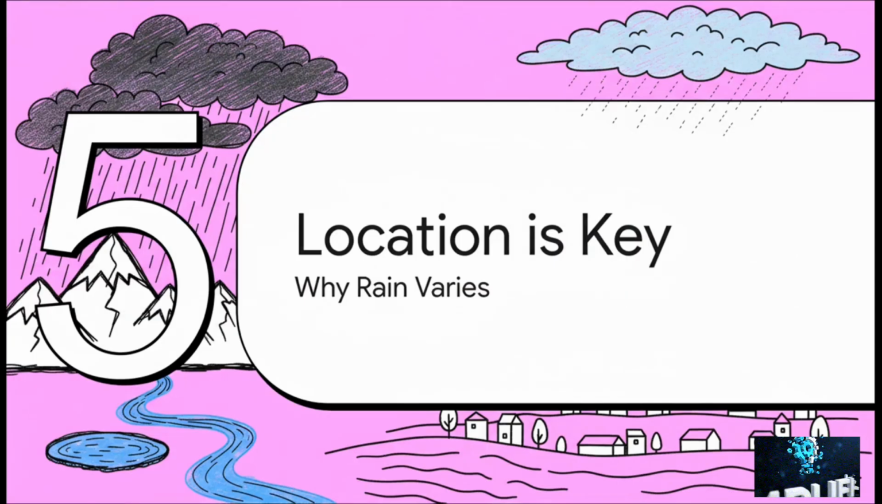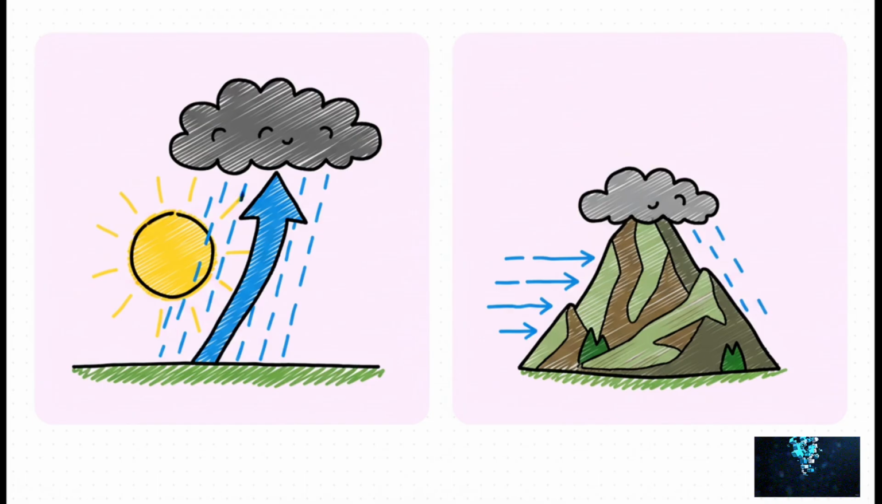So you see, the basic recipe for rain is the same everywhere, but the final dish can turn out completely different depending on the kitchen. And in this case, the kitchen is the local geography. The landscape itself can totally change the weather. Let's look at two major types.